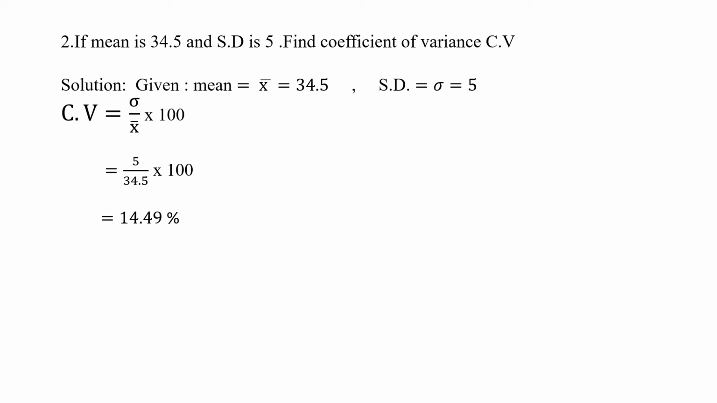Second example: if mean is 34.5 and standard deviation is 5, find coefficient of variance, CV. So we are given mean x bar is equal to 34.5 and standard deviation sigma is equal to 5. So CV, that is coefficient of variance, is given by the formula sigma upon x bar into 100, which is equal to 5 upon 34.5 into 100, and that is equal to 14.49%.